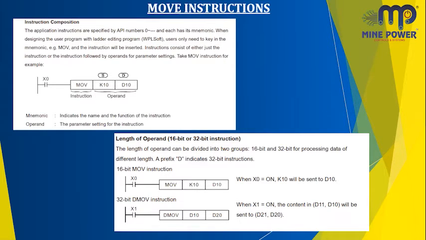This is the difference between 16-bit and 32-bit. In 16-bit, you move only one register to one, but in 32-bit, you can send two registers to the two corresponding registers.